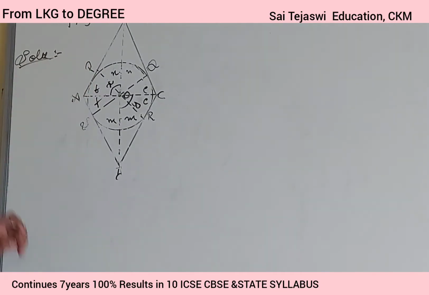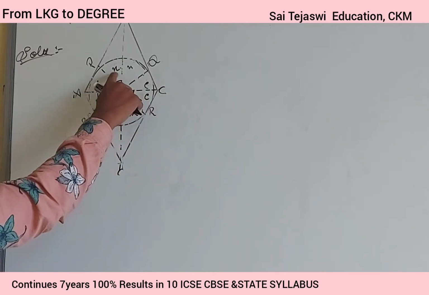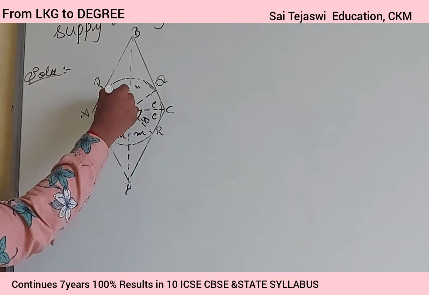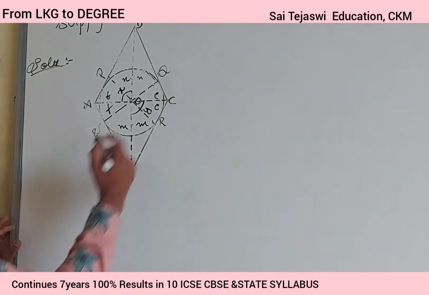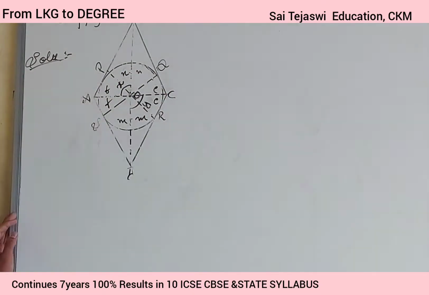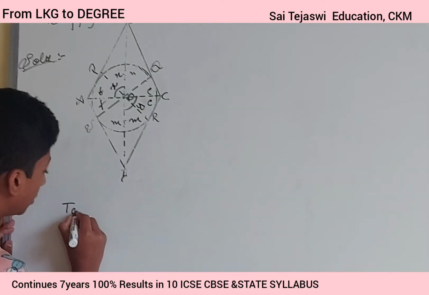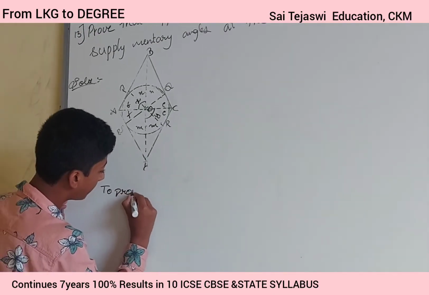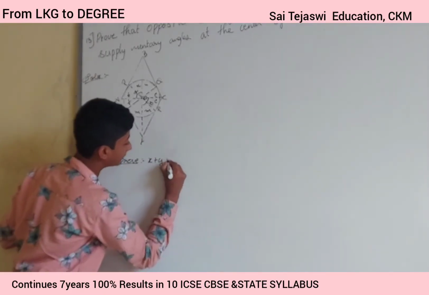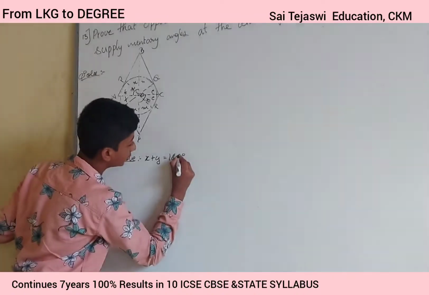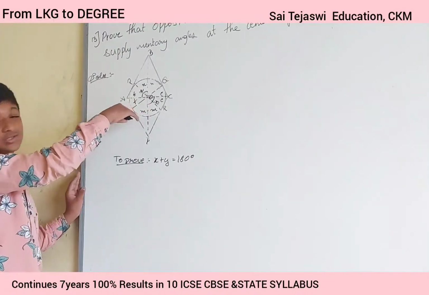So we have to name these angles. I have named them M, M, E, E, N, N, and F, F. This is the angle x, this is the angle y. We have to prove they are supplementary, that is, x plus y equals 180 degrees. To prove this, we should prove that the triangles are congruent.